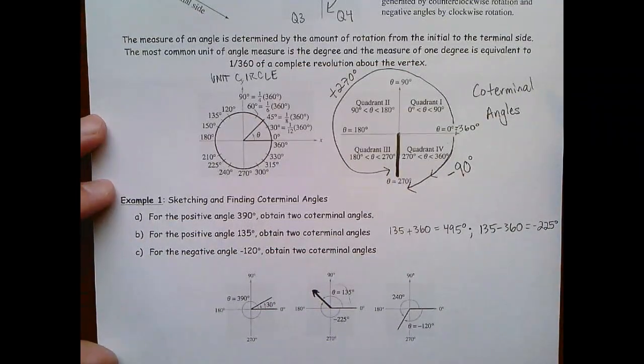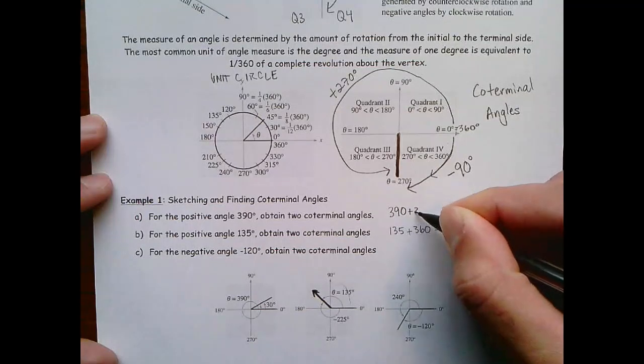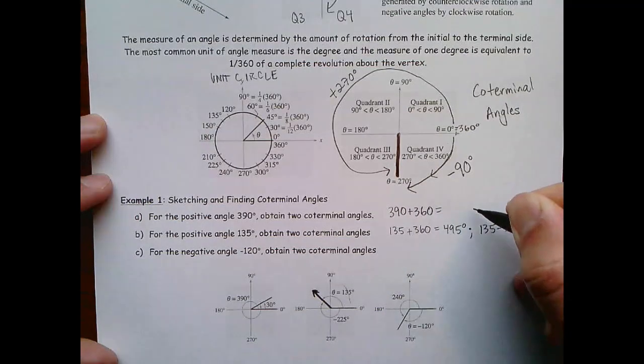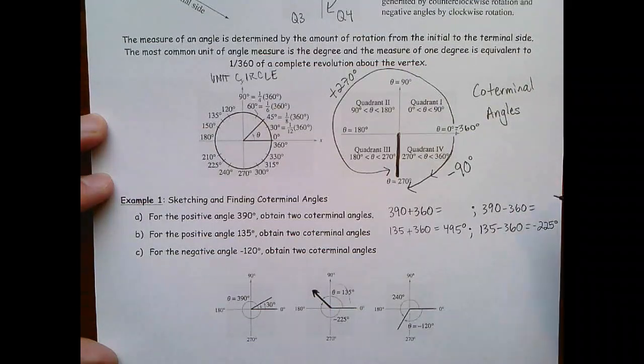Well, I can do something very similar. I can take 390 and add 360, just go around the circle one time in the positive direction. I could also subtract 360. Well, this is the easier one. If I take 390 and subtract 360, I'll be left with 30, which kind of makes some sense.